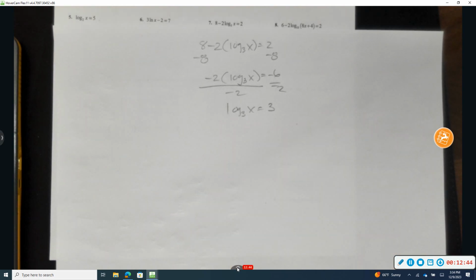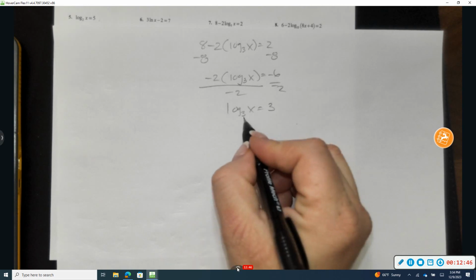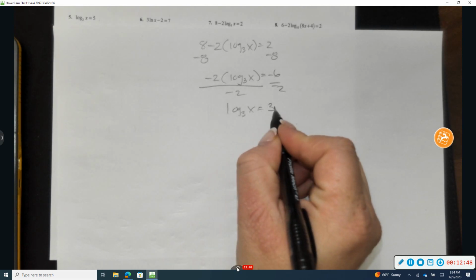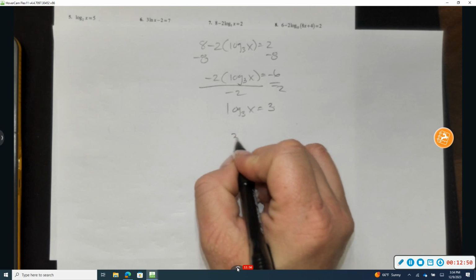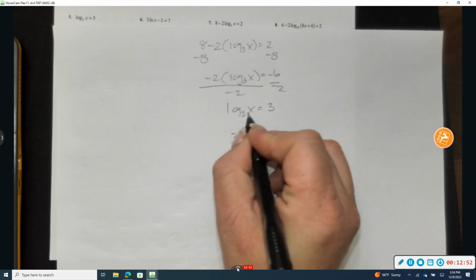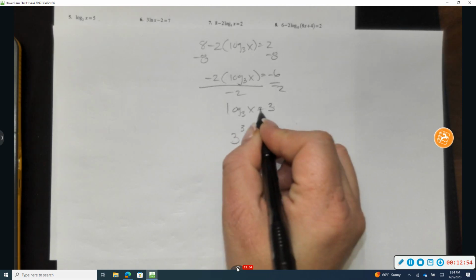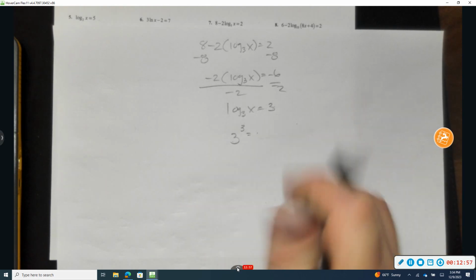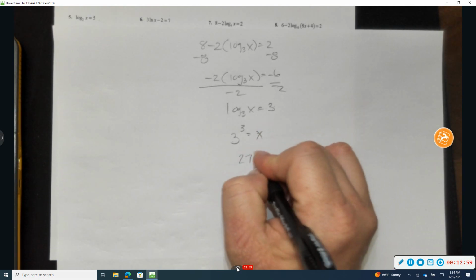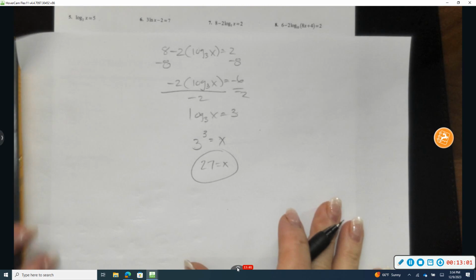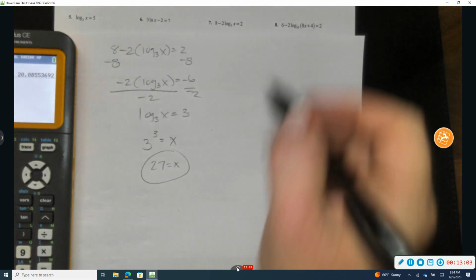And this one I can do by going 3 raised to the third power equals x, putting it in exponential form. 3 raised to the third power equals x. And 3 raised to the third power is 27. 27 equals x. Let's go into our last problem from this try these.